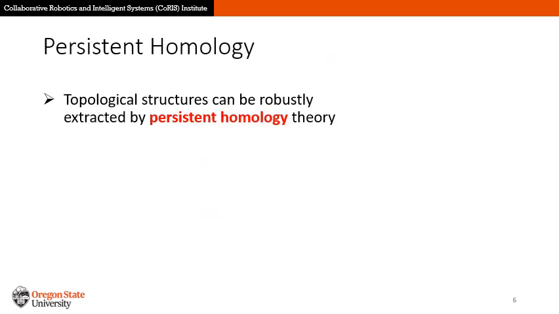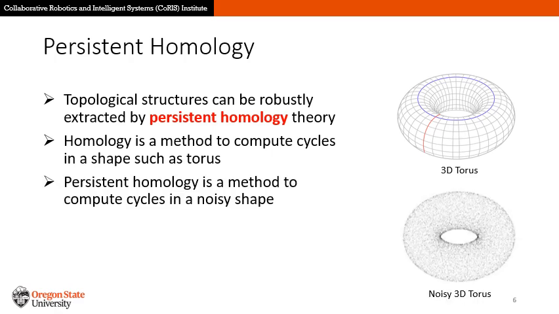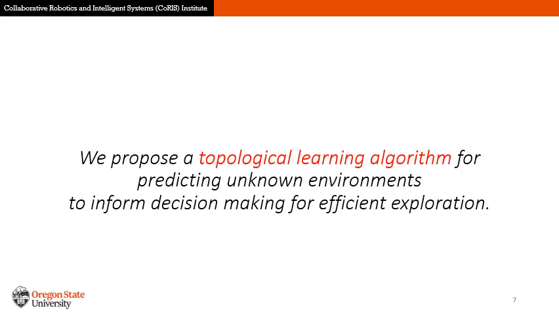Topological structure can be robustly extracted by persistent homology. Homology is a method to compute cycles. Figure in the right shows two cycles, blue and red, for a three-dimensional torus shape. Persistent homology is a method to compute cycles in a noisy shape such as 3D torus shown in the figure. In this paper, we propose a topological learning algorithm for predicting unknown environments to inform decision-making for efficient exploration.